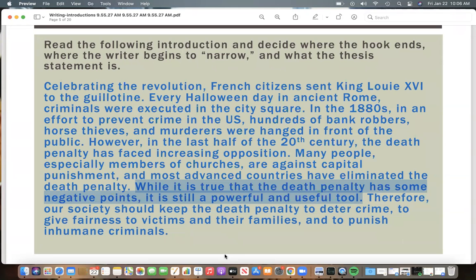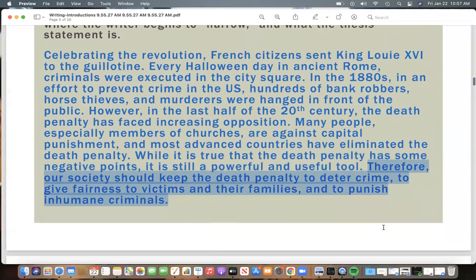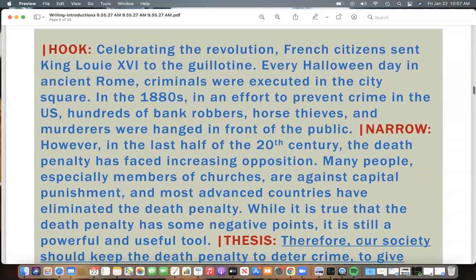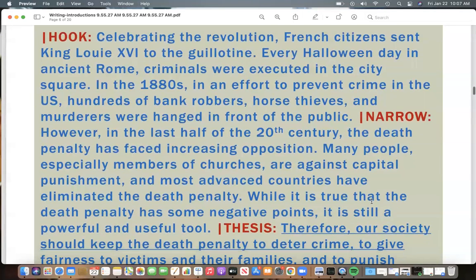And I would expect, if this were a full essay, to at some point see this writer address those negative points. What are those negative points and how are you going to combat them? And then there's the thesis statement there, and it really sets it up well. I can tell what they think: we should keep the death penalty and why: to deter crime, number one, to give fairness to victims and their families, number two, and to punish inhumane criminals, number three. And that kind of sets up what their paragraphs are going to look like. Were we right about this? Yes, we were. I was pretty confident.